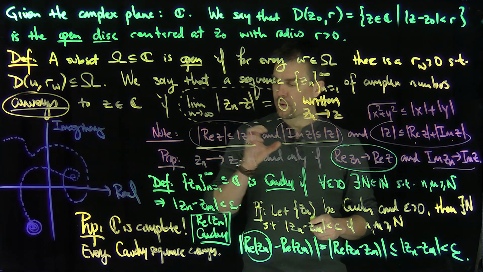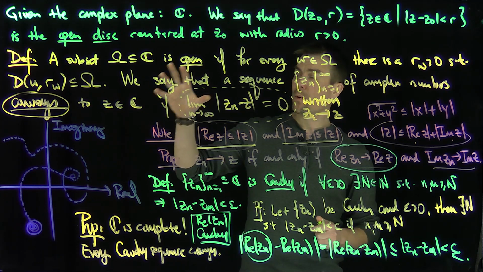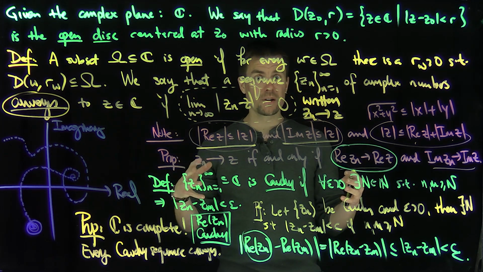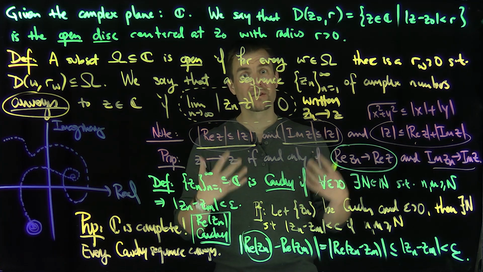If you're convergent, then you're automatically Cauchy, right? So in other words, that proves that C is a complete metric space with respect to this topology, right? And that's going to allow us to basically unlock the tools of real analysis when using Cauchy-Schwarz and using these elementary inequalities to talk about results of convergence.